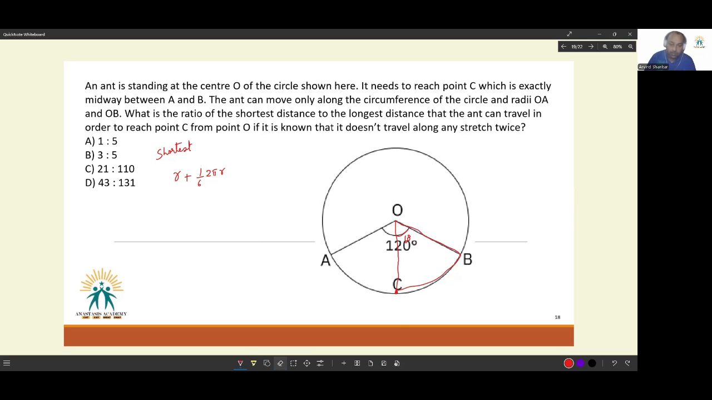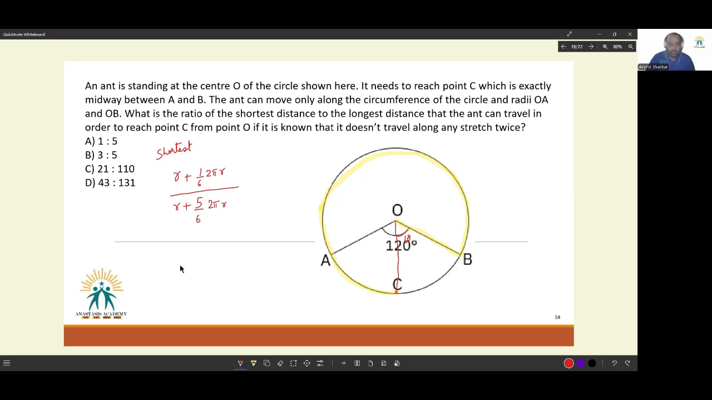Now, if the ant was being crazy and it wanted to travel the longest distance, then how the ant would do is this. It will come here, then take the longer path along this edge, then come all the way here, which is again the radius plus 5/6 of the circumference. Radius plus 5/6 times 2 pi r. So we need the ratio of these two.